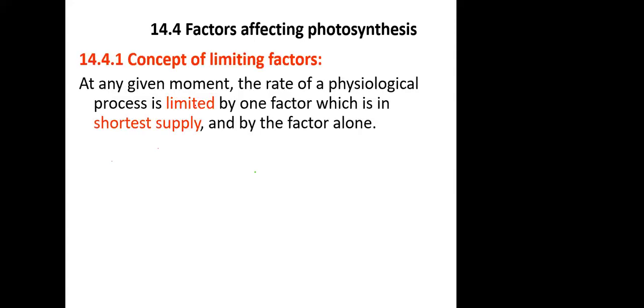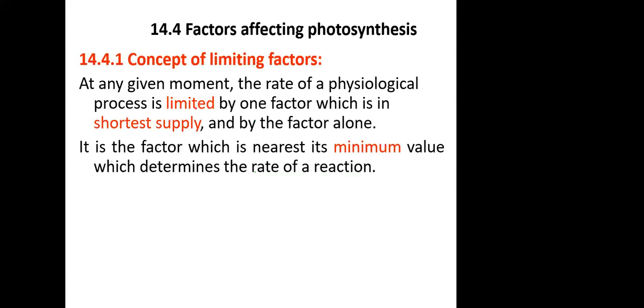Okay, so what happens here is that if there is a physiological process that is affected by more than one factor, the rate at which that physiological process will happen, or the speed at which it will happen, is determined by that particular factor which is in shortest supply or which is at its minimum.